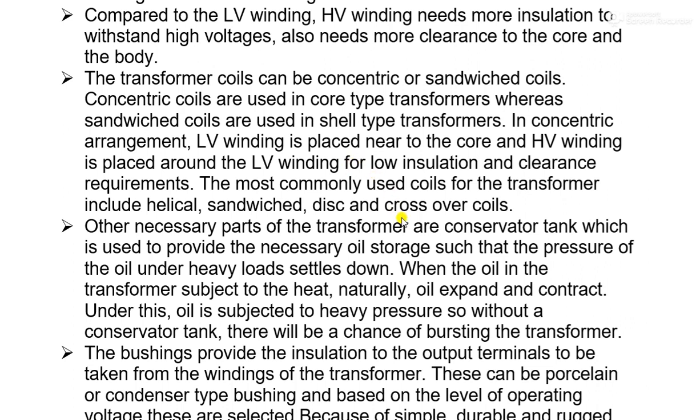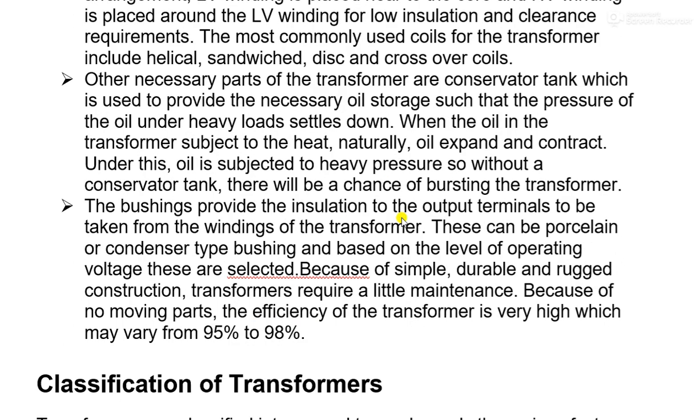the conservator tank, which is used to provide necessary oil storage such that the pressure of the oil under heavy load settles down. When the oil in the transformer is subjected to heat, it naturally expands and contracts, and the oil is subjected to heavy pressure. So, without a conservator tank, there will be a chance of bursting the transformer or an explosion.